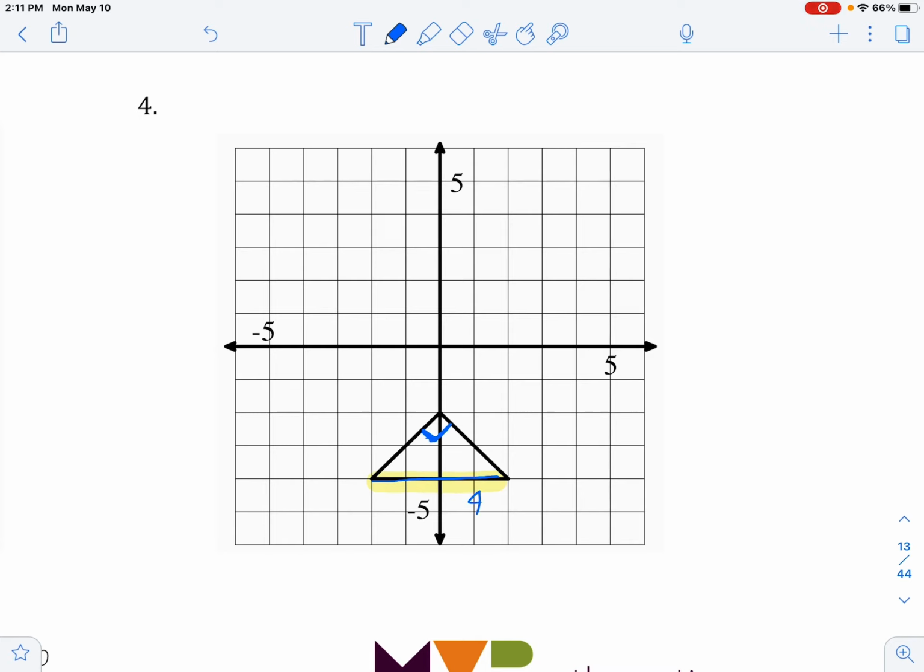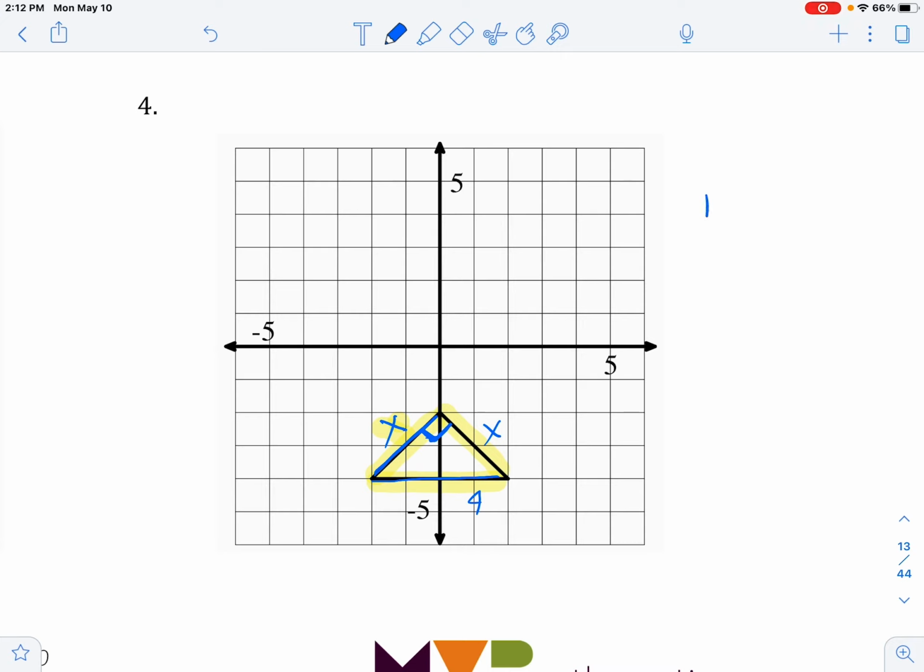I don't have the legs. This cannot be counted. I know this one and this one are the same because they're the diagonals of a 2 by 2 square. So we can assume this one to be x, and this also x.